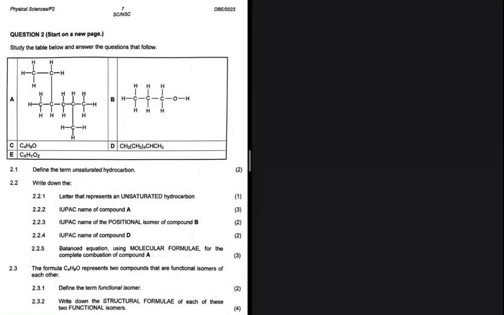Define the term unsaturated hydrocarbon. Right, so it is a hydrocarbon that contains a double or triple bond. Right, so that is 2.1. Let's look at 2.2.1. So let's write down the letter that represents an unsaturated hydrocarbon.